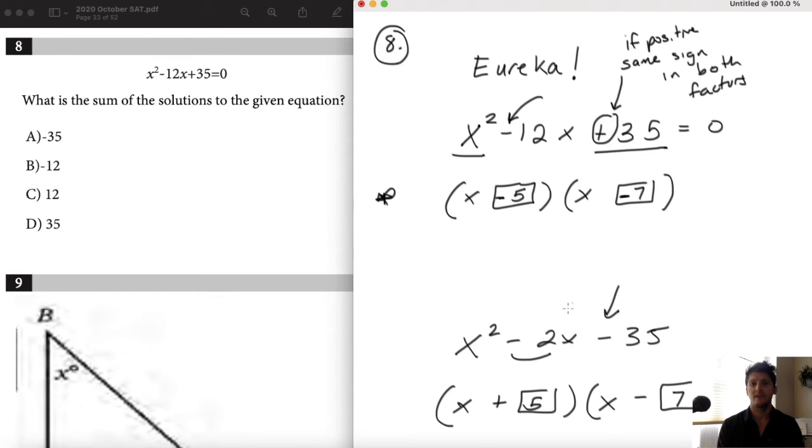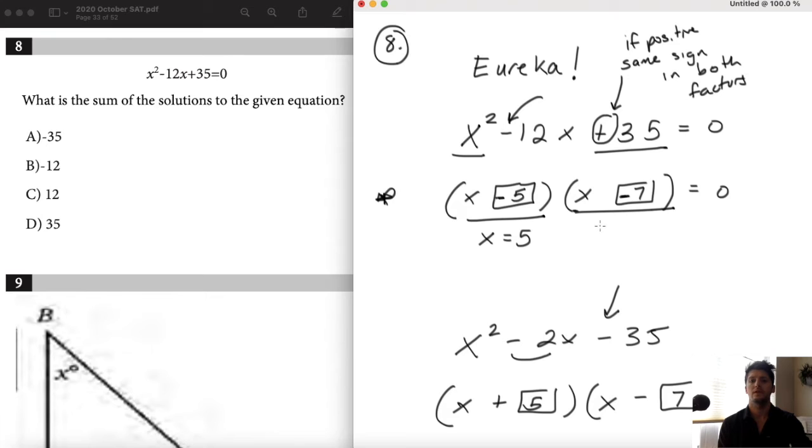Since negative 5x and negative 7x would add up to negative 12x, and negative 5 times negative 7 would equal positive 35. So this means x equals 5. By the way, this is still equal to 0. That's the whole point. If x is 5, it doesn't matter what happens here, because 5 minus 5 is 0 times whatever will be 0.